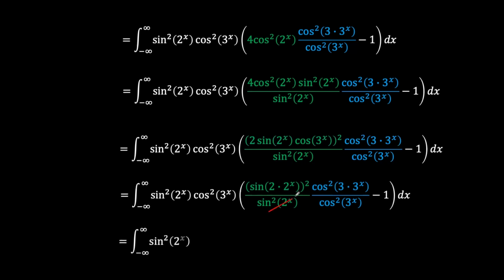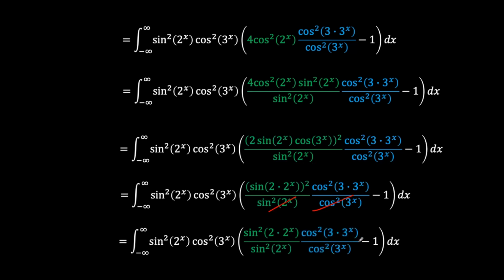But as you can see, this and this can cancel with this when you multiply with whatever is outside the bracket. And then you're left with the numerator only when we multiply by this component that is outside the bracket.